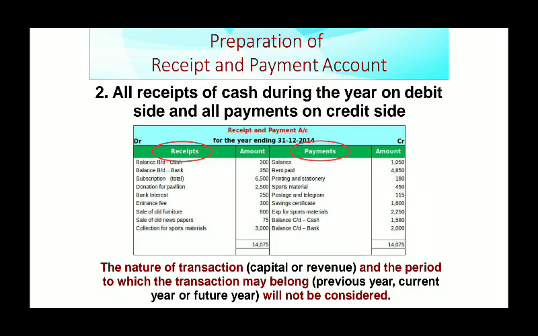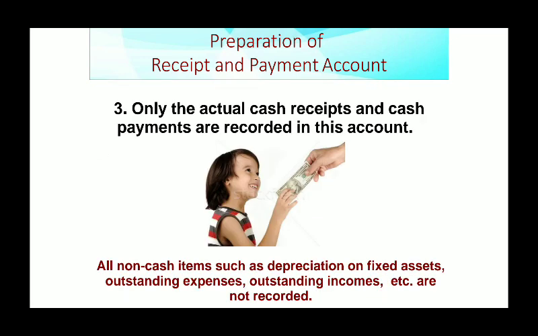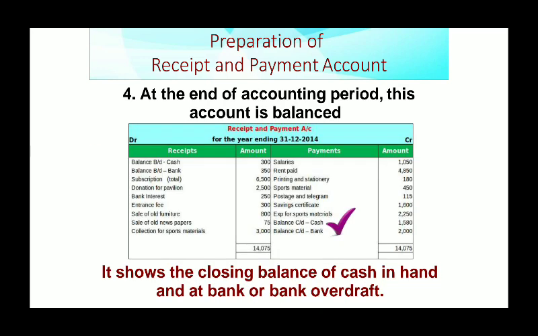Now, all receipts of cash during the year are recorded on the debit side, and all the payments are recorded on the credit side. Now, the same thing is repeated again. Capital or revenue transactions belonging to any years are recorded in receipt and payment account. Only actual cash receipts and cash payments are recorded, not the net amount that is received or paid. Other transactions which may not involve cash are excluded. They are not recorded in receipt and payment account.